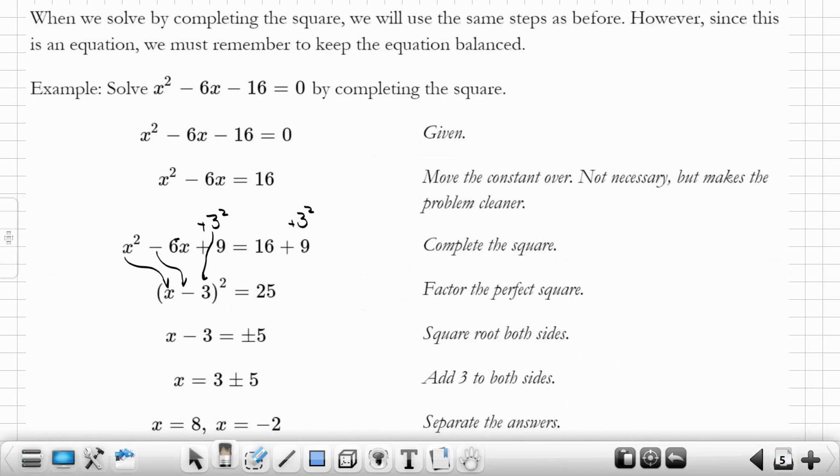If I want to make it a perfect square, I always take half my middle term, square it, add it to both sides. This is a perfect square. It will fit perfectly in the box. It's always that letter, that sign, that number squared.